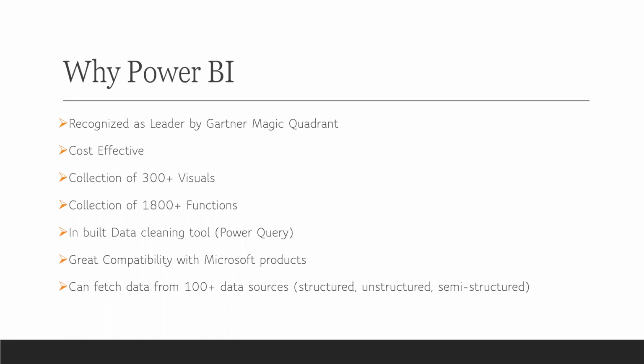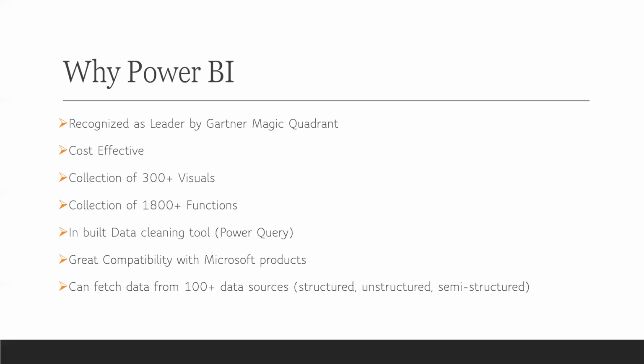And then the collection of 300 plus visuals. Like different charts, a pie chart, a column chart, there are 300 different visuals, and I'm going to come to those visuals. And then you have 1800 functions. There are DAX functions, where you can transform the data using some of the functions. So Power BI has 1800 plus functions available, like in Excel you have calculated functions. Like that, there are 1800 functions available.